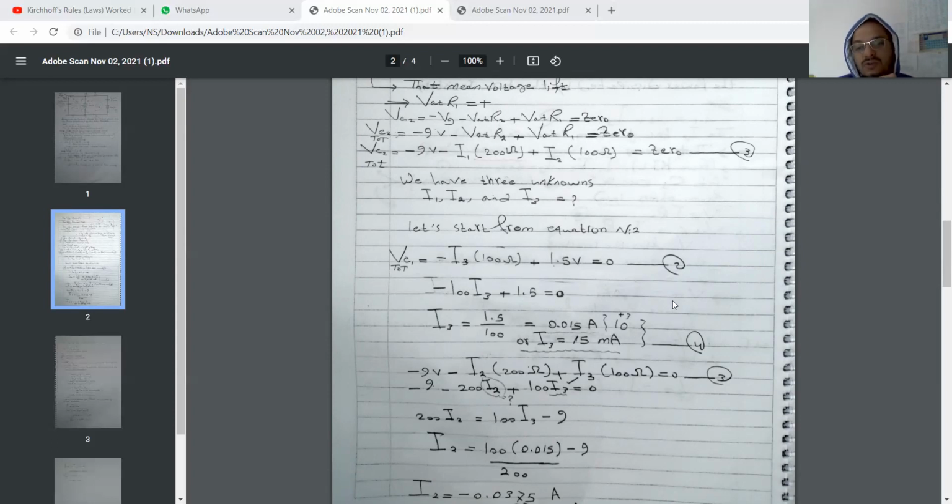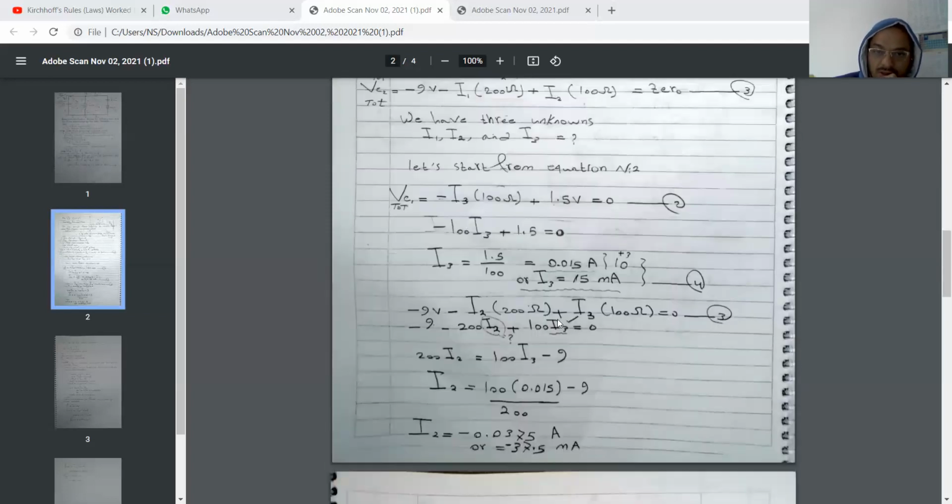Now let's try to calculate I2 from equation 3 of the Kirchhoff voltage law. Here I2 equals minus 0.0375 ampere. What does that mean here? The minus here means the current is going in the reverse direction.